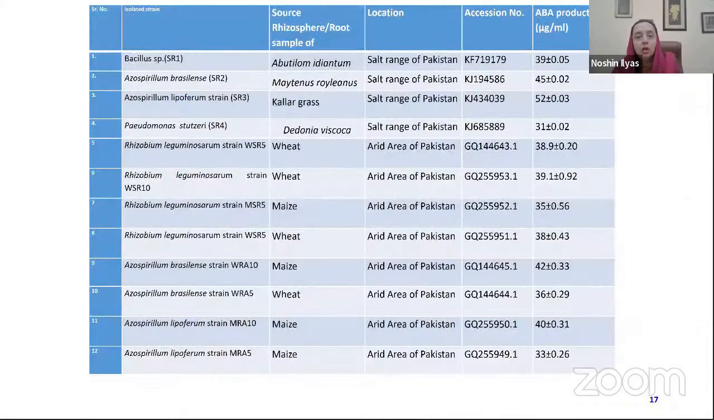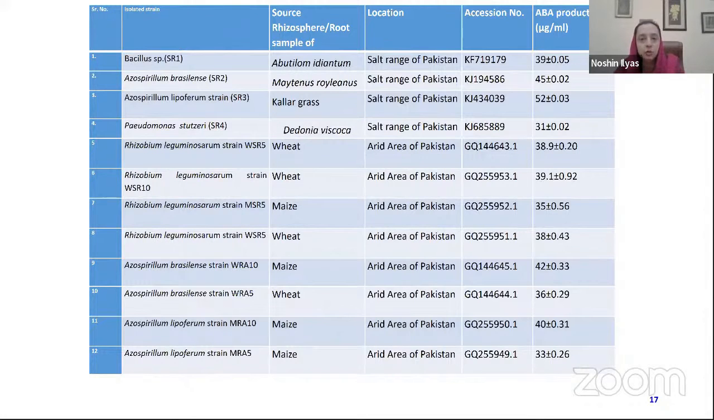The submission accession numbers have been obtained. These are some of the promising strains which have been isolated by my lab. You can see the details. We have isolated some of them from the salt ranges, and some from the drought affected regions, particularly the arid regions of Pakistan. These have been submitted and accession numbers have been obtained. The important characteristic we have mentioned is that we also checked phytohormone production, and these strains were selected based upon their ability to produce abscisic acid.